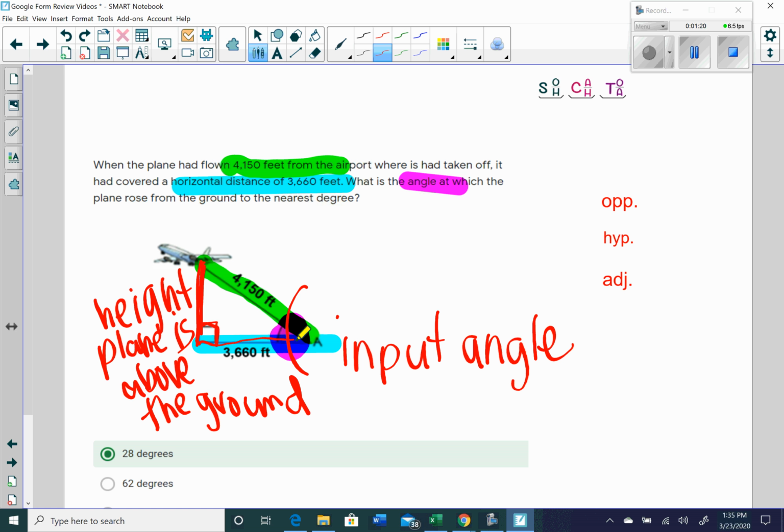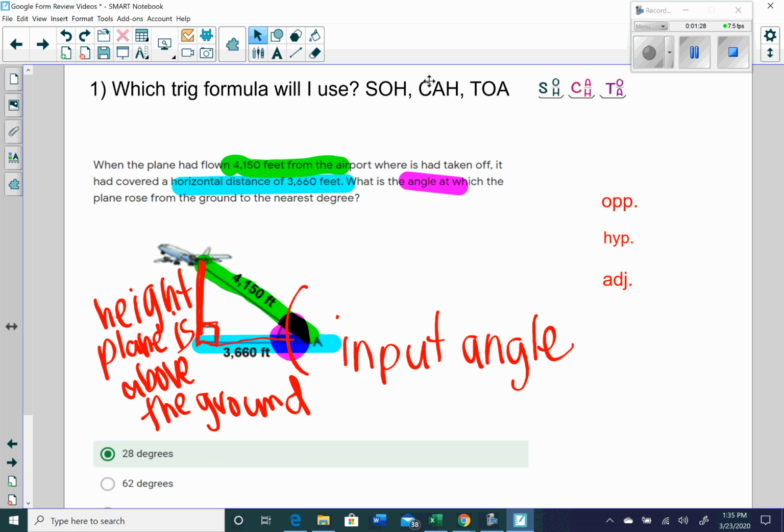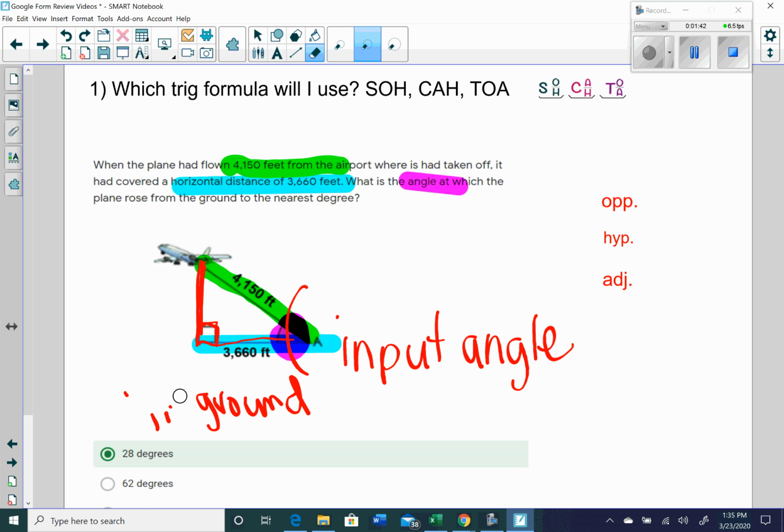Okay, so in order to solve this problem, I need to ask myself two questions. The first question is, which trig formula will I use, SOH, CAH, or TOA? In order to determine that, I'm going to have to label my diagram. So I'm going to just erase what I labeled as the height above the ground, since we already went over that, so that I have some space to put in my labels.